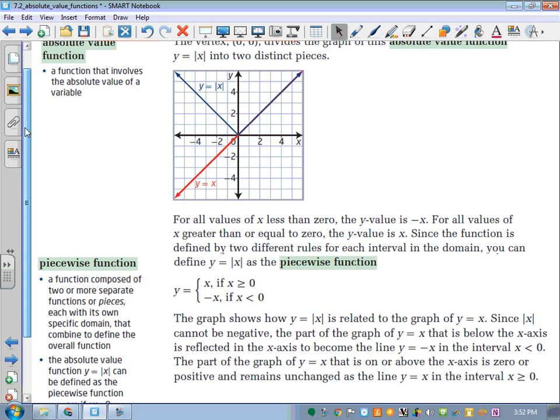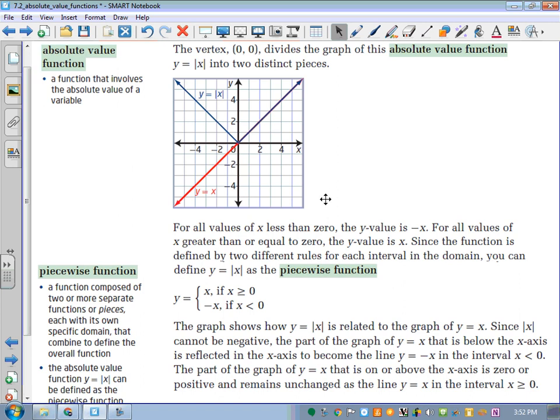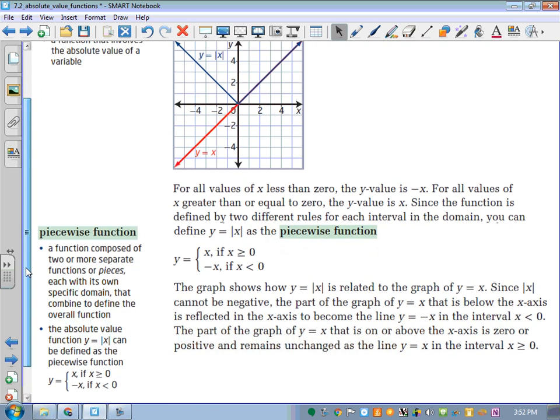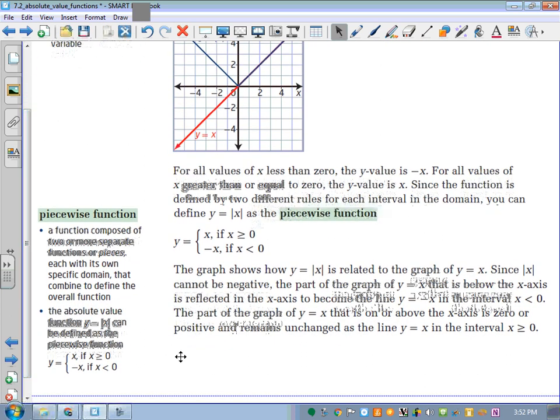This chart, or table I guess, of information is in your textbook. It's not actually in your notes. We're going to compile it into your notes, although you can see the definitions of the absolute value function and piecewise function are on the side. Really good idea to put those into the notes. If nothing else, writing them out helps to define them.